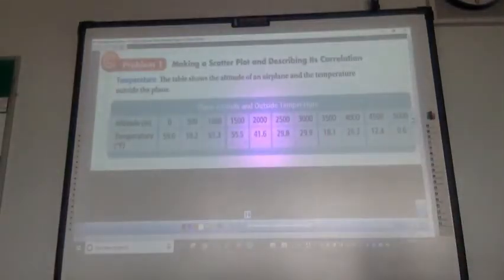Okay, so Shay, altitude is going to be our x. And we're going 0, 500, 1,000, 1,500, 2,000, 2,500, all the way up to 5,000. So going by 500s. And then I'll read off the temperature, which is the y. So write temp for your y. Are you ready to go? Can I start reading them off? Nod your head yes if you are.